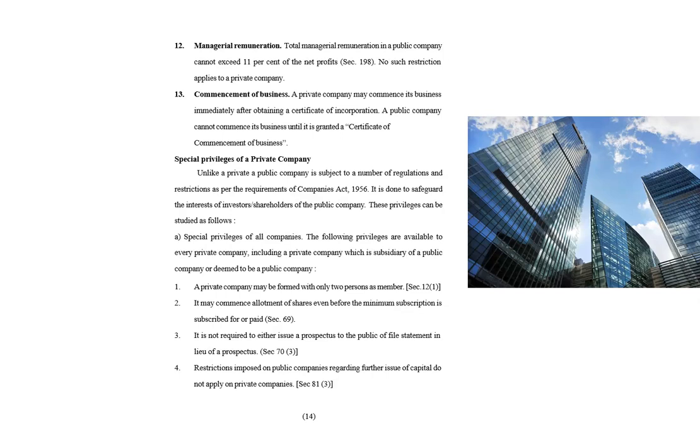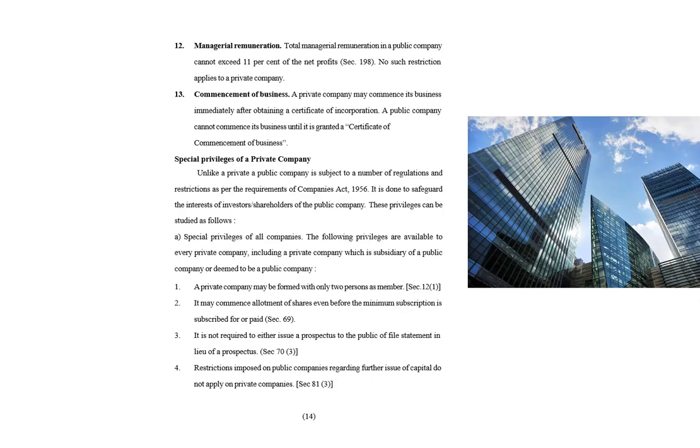Commencement of business. A private company may commence its business immediately after obtaining a certificate of incorporation. A public company cannot commence its business until it is granted a certificate of commencement of business. So a public limited company cannot commence business until it is granted a certificate of commencement of business. It is required in case of opening a public limited company.